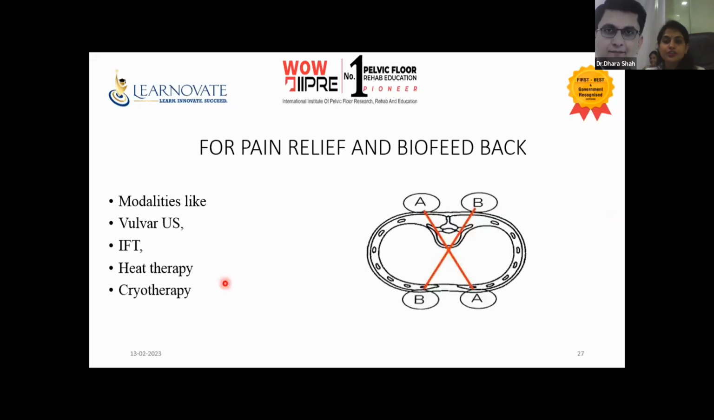Now, in order to reduce the pain, there are various modalities available, like IFT, ultrasound, heat therapy, cryotherapy. You can use either of these modalities. For example, IFT is interferential current therapy. Instead of IFT, can you use TENS? Yes, you can. It is relieving the pain. Your ultimate goal is to reduce the pain.